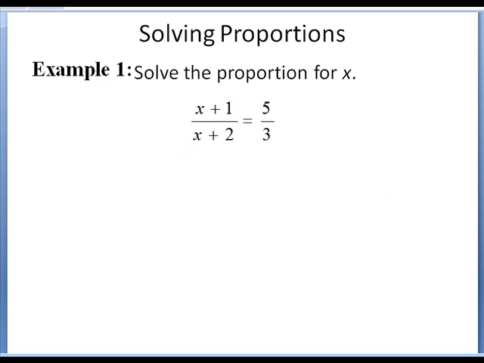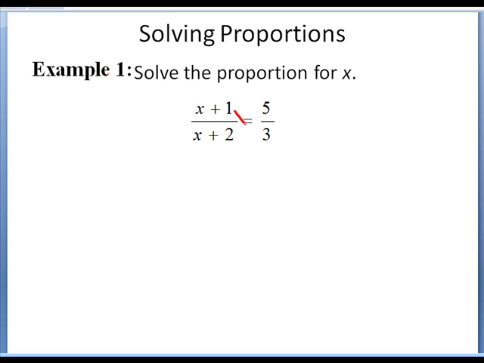So let's look at some examples. Example number 1, we solve for x. This is an example of a rational equation because we have one rational expression equal to the other. But this example is also a proportion because we have one fraction equal to another, or one ratio equal to another ratio. So a proportion is pretty much in the same family as a rational equation.